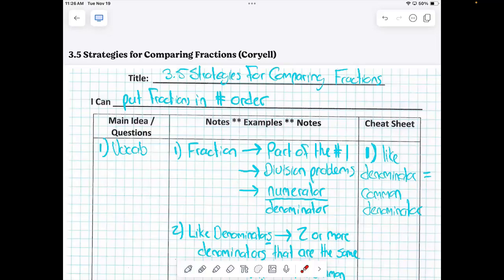We finished talking about strategies for comparing fractions today. Can you guys put fractions in order and compare them? Yes. I see some pencils still up. Pencils should be down. Eyes should be on the screen.